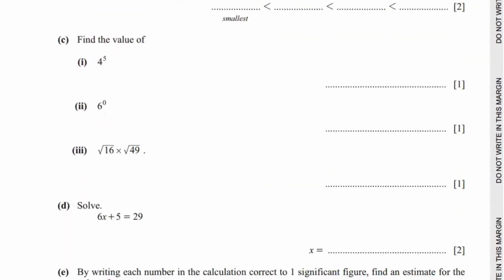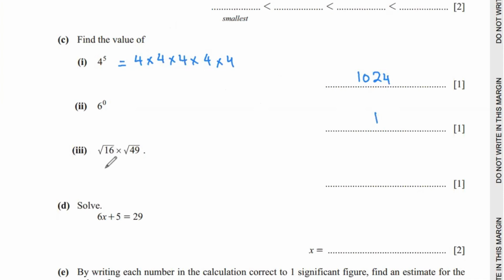Then it says find the value of 4 to the power 5. So 4 to the power 5 is basically the same as 4 being multiplied 5 times, not 4 being added 5 times, which is a very common mistake that kids still make. So that's basically 1024. Anything to the power of 0 is 1, whether it's a fraction, a negative number, or a decimal. If it's power of 0, it's 1.